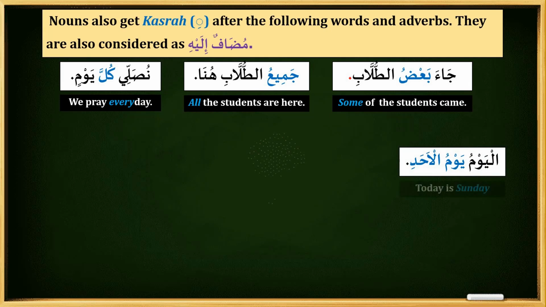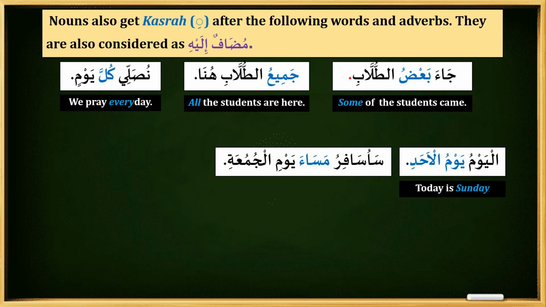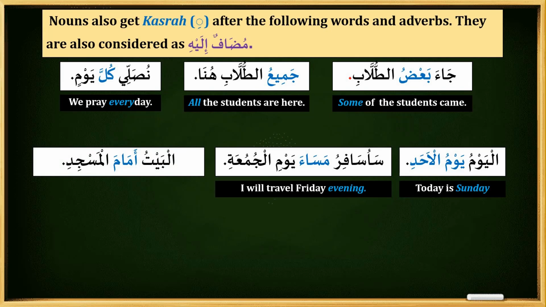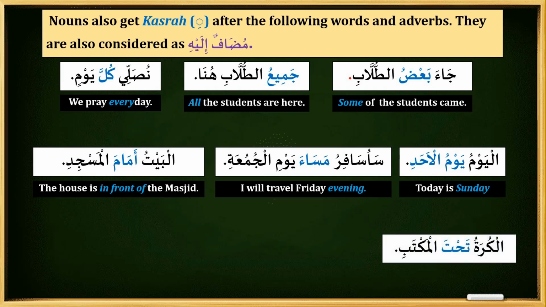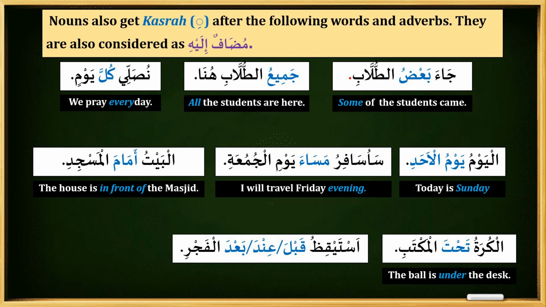اليوم يوم الأحد. Today is Sunday. When we mention days of the week with يوم, the days get كسرة at the end. سأسافر مساء يوم الجمعة. I will travel Friday evening. The word after مساء got كسرة here in this context. البيت أمام المسجد. The house is in front of the masjid. الكرة تحت المكتب. The ball is under the desk. أستيقظ قبل or عند or بعد الفجر. I wake up before or at or after Fajr. After all these words, the noun gets كسرة.